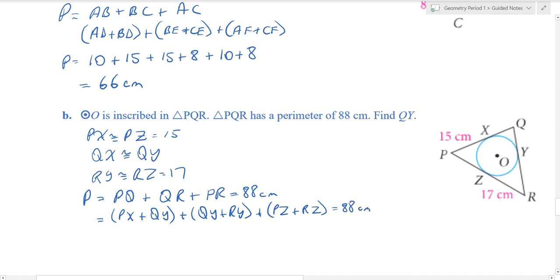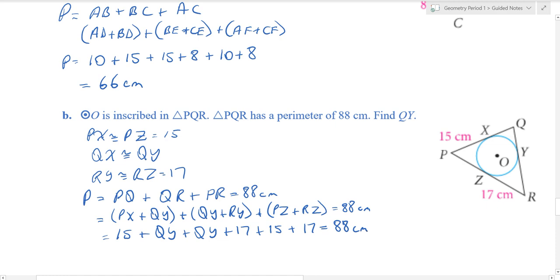Then we start substituting. PX is 15, so this is 15 right here. QY is what we're trying to find out, so it remains as QY. Plus QY over here. Plus RY is 17. Plus PZ is 15. Plus RZ is 17. And all that adds up to 88 centimeters.